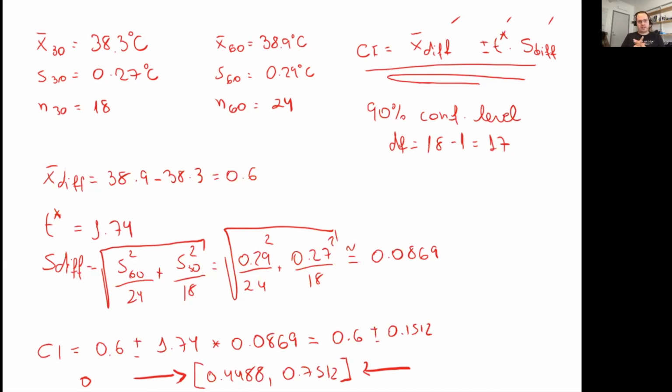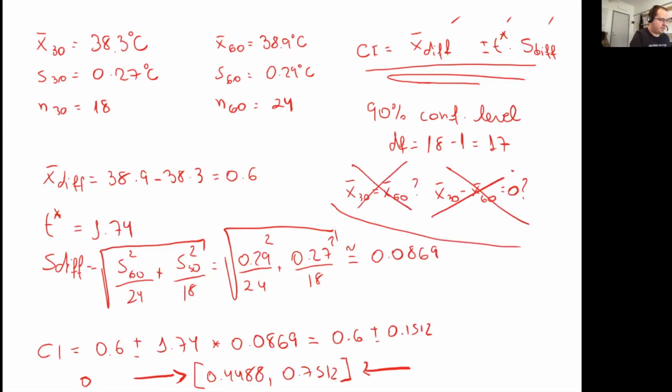Thus, I can quite confidently say that zero is not one of the possible population values. And at the same time, I can say that the difference between the means is not zero. So basically, if I'm asking, is X bar 30 equal to X bar 60? Well, is X bar 30 minus X bar 60 equal to zero, which is the same, right? They're both the same. I can very confidently say no, probably not, because 0 is not within the confidence interval.